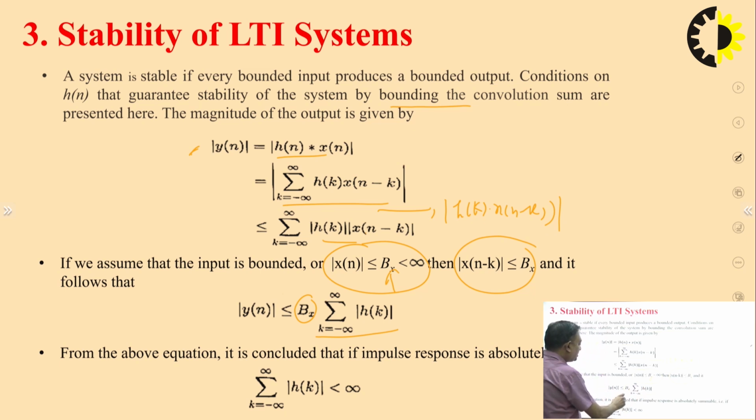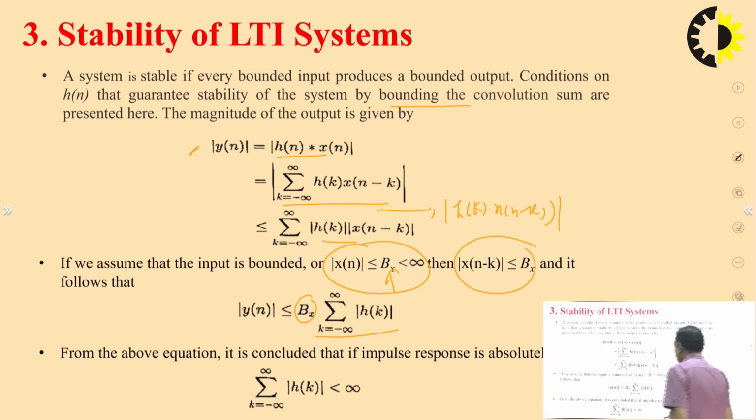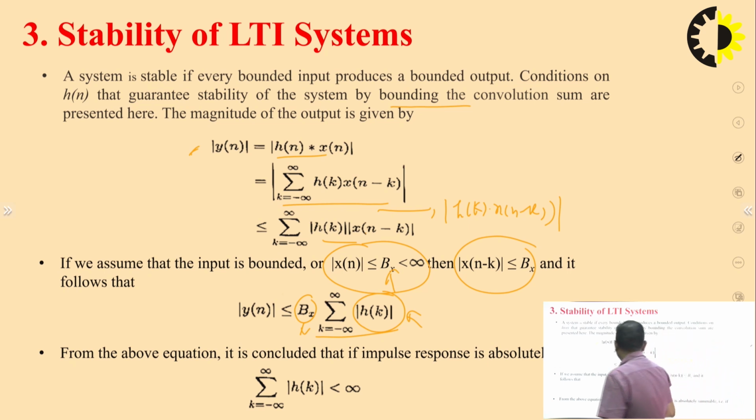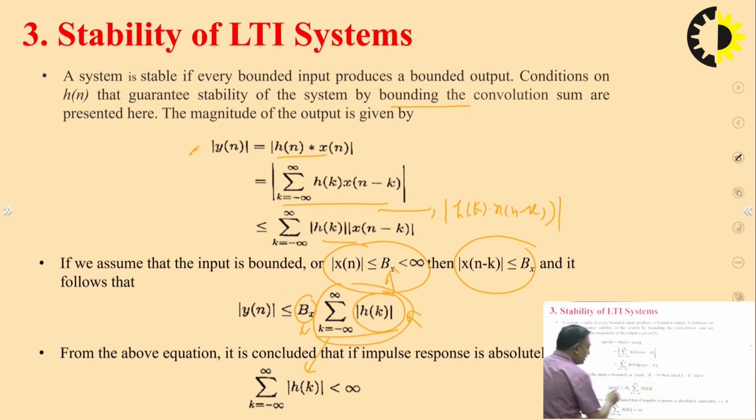From the above equation, the stability depends upon the impulse response. If the impulse response is absolutely summable, meaning the value of this term is less than infinity, then the whole system will become stable. So that is why the condition is that this term should be less than infinity, and this is the condition for the impulse response to be absolutely summable.